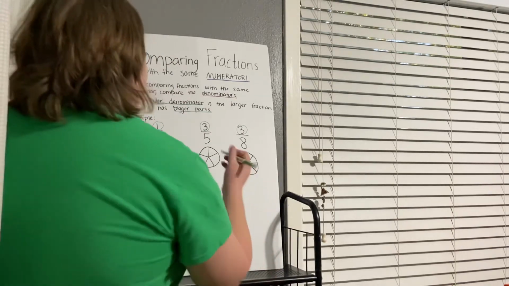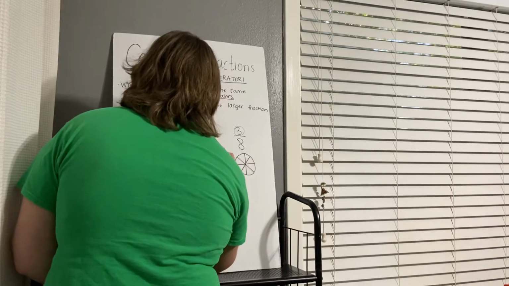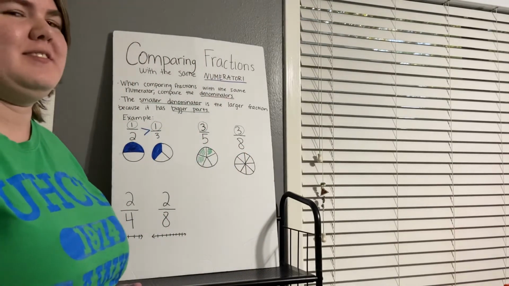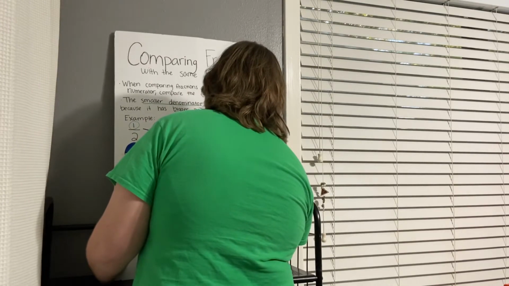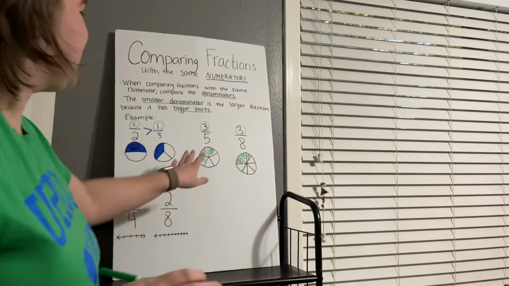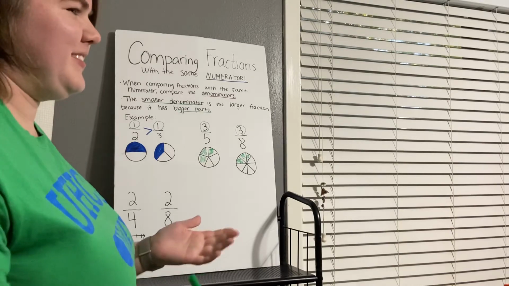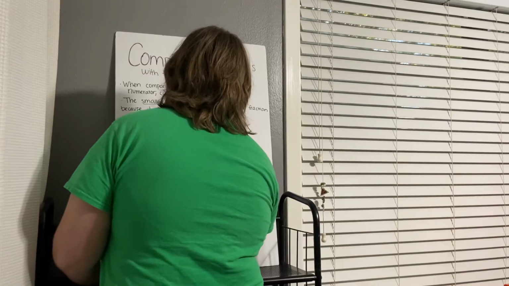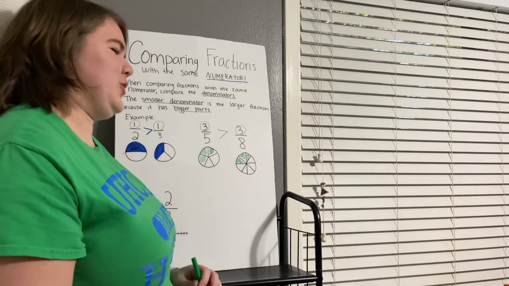3. And how many do we shade in the second fraction? 3. Now we can see visually which one is bigger. I would say the first one. The first one, right? So we see 3/5 is larger than, or greater than, 3/8.